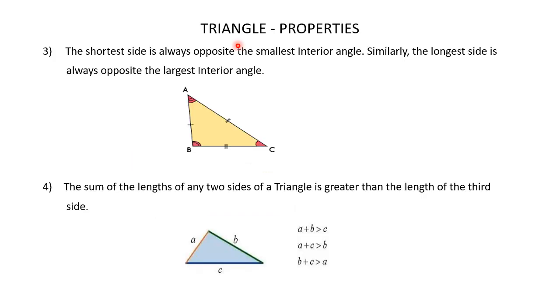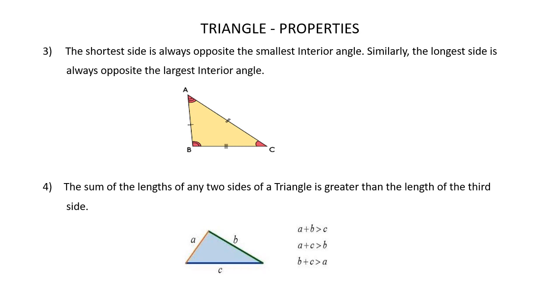Let's look at some more properties of a triangle. The shortest side is always opposite the smallest interior angle. Similarly, the longest side is always opposite the largest interior angle. Look at this triangle. In this triangle, angle C is the smallest interior angle. The side opposite to angle C is AB. Since angle C is the smallest interior angle, side AB is the shortest side of this triangle.